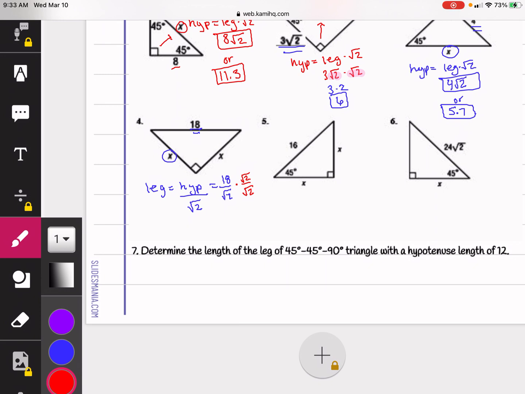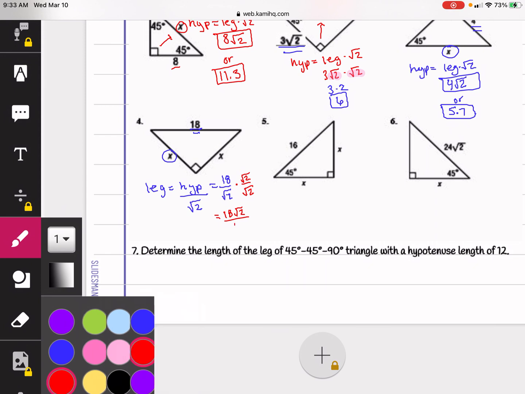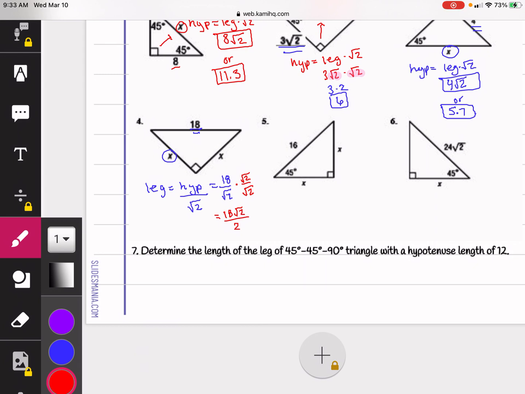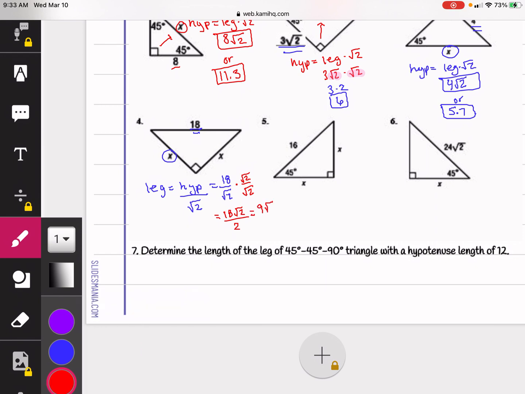So here in the numerator, 18 times root 2 is equal to 18 root 2. And on the denominator, we learned that root 2 times root 2 is just 2. Now if I want to simplify this, I'm going to divide the numbers that aren't with the roots. So I can divide 18 by 2, and that comes out to 9 root 2.